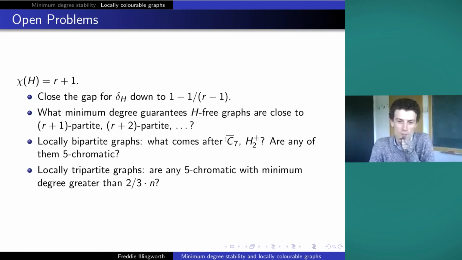So I do know of an infinite family of locally bipartite graphs which are nested, which contain the complement of the 7 cycle, if you generalize those triangle-free graphs in the right way. But this H2 plus is totally different. And what's also interesting is that H2 plus is not even regular. If you take the right blow up, it's not actually regular.